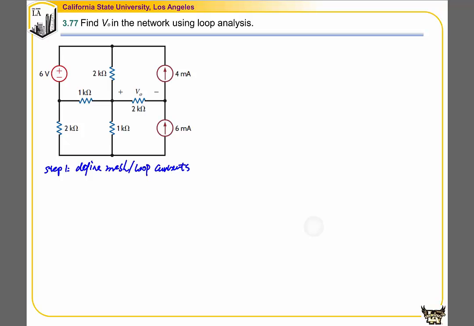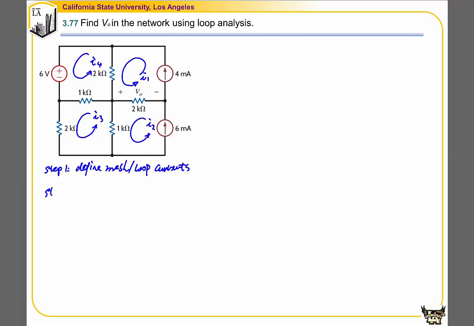I will define this as my current I1, and this as my current I2. I define this as my current I3, and this as my current I4.